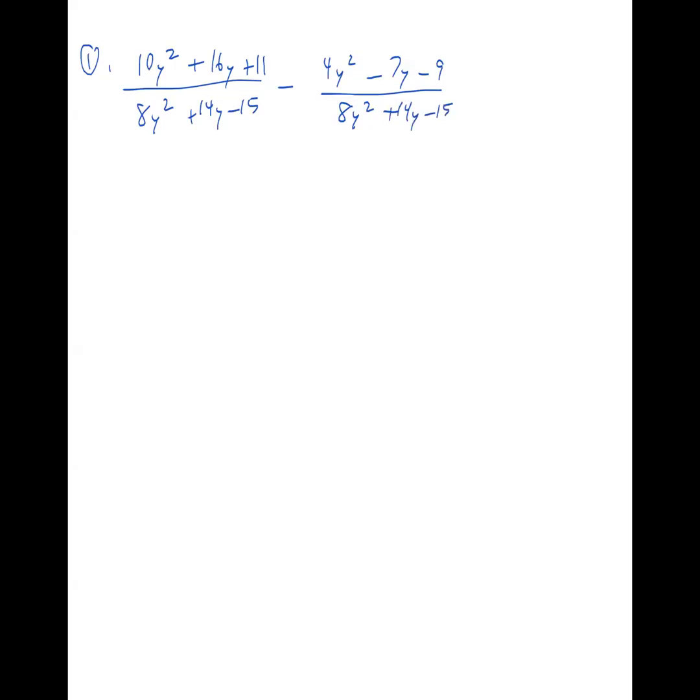First of all, question number 1. It says 10y squared, and you're going to have a similar question with different numbers. 10y squared plus 16y plus 11 minus 4y squared minus 7y minus 9 over 8y squared plus 14y minus 15. Since it's already over a common denominator, we can join it together and make everything be subtracted across the tops of the fractions.